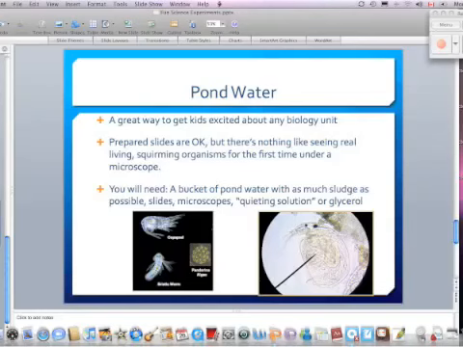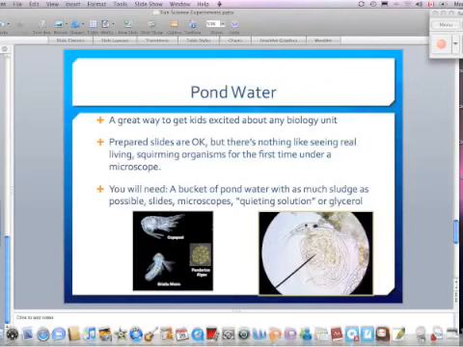And finally, pond water. It's a good biology experiment. I'm not going to shoot a video on it because there's no way for me to film through a microscope. But basically, you just head to your nearest lake and grab a bucket full of sludge pond water and take it into class and let students prepare slides and just view all the organisms squirming around in the water.